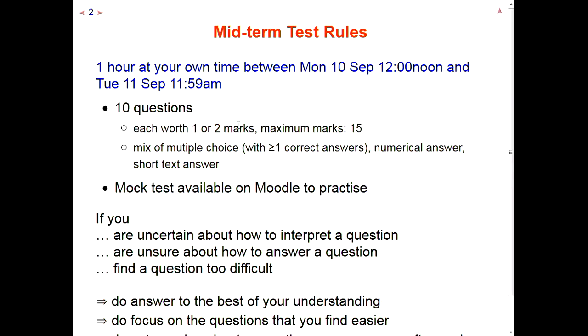There will be 10 questions. Each question will be worth either 1 mark or 2 marks. 5 are worth 1 mark, 5 are worth 2 marks. The maximum marks is 15.